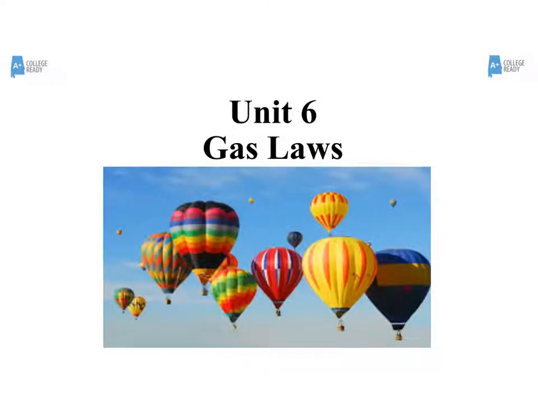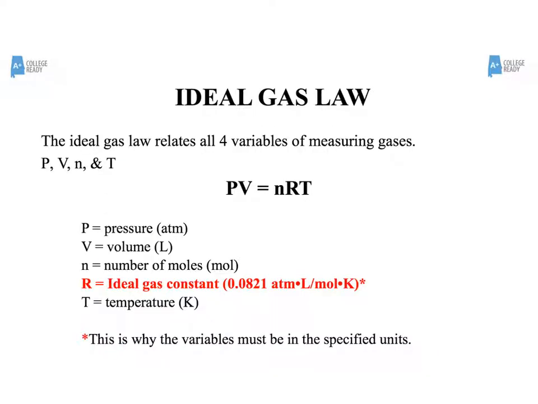So in this screencast, we are going to do the second part of gas laws, which is all things about the ideal gas law. And this involves all four of the properties of gases that can be variable: pressure, volume, temperature, and moles of a gas. So the ideal gas law is the mathematical relationship between all of the variables that can be measured within gases: pressure, volume, moles, and temperature. And it's PV equals nRT.